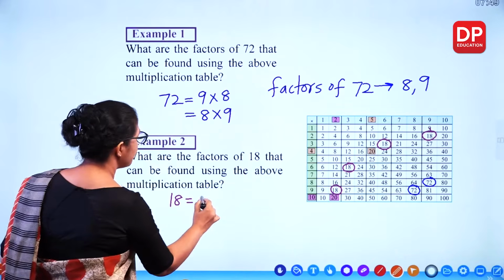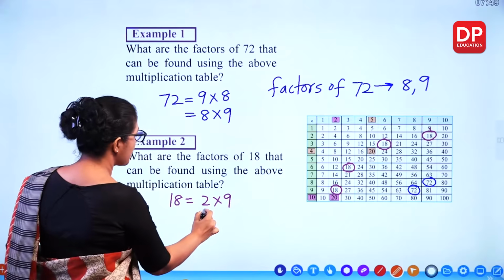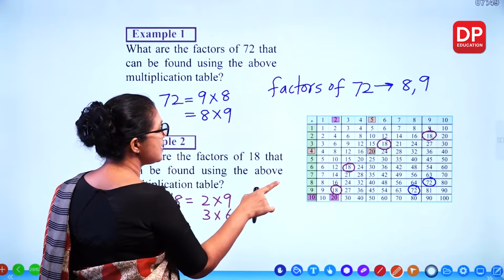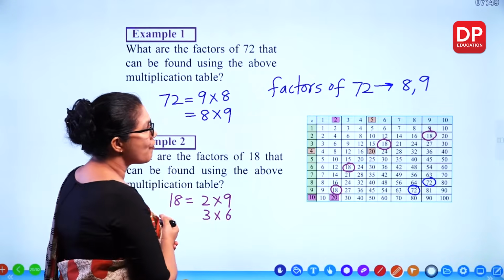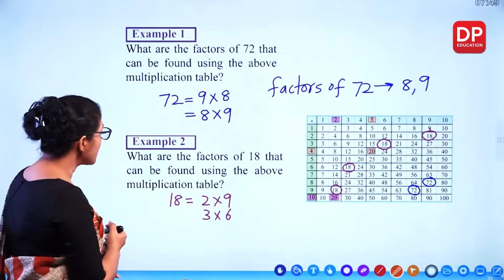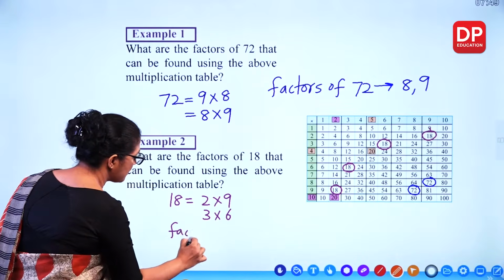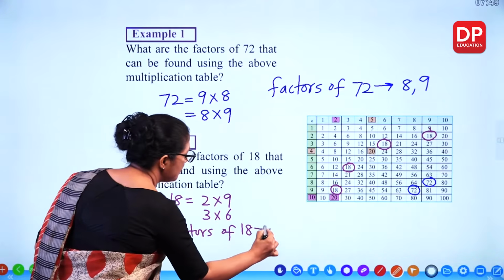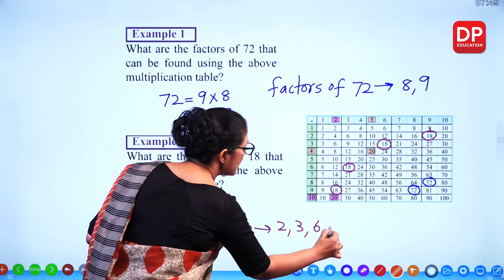2 times 9. Then 3 times 6. 6 times 3, same. And 9 times 2, same. So from this table, what are the factors of 18? I can write factors of 18. That's 2, 3, 6, 9.